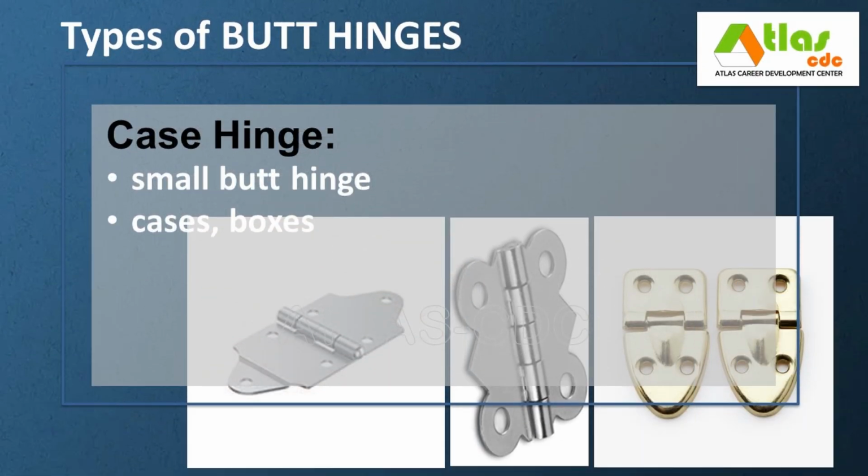A case hinge is a small hinge used in cases, boxes, and fine cabinetry, offering smooth operation and a clean, flush appearance for hinged lids or doors.